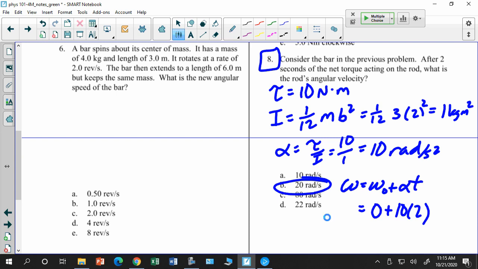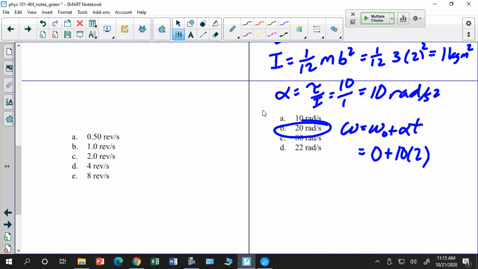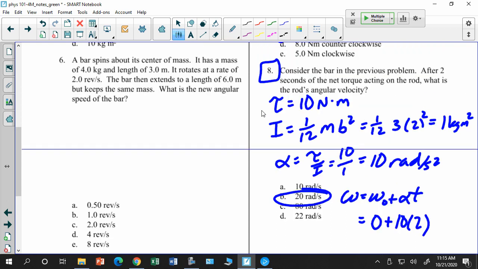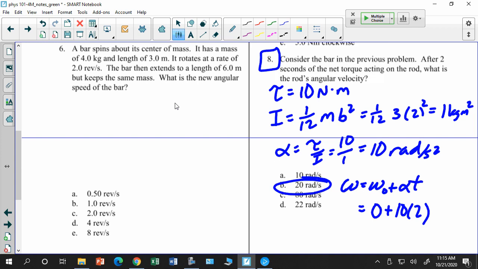All right, that's number 8. Good job. Let's try number 6. I want to try number 6. This is a conservation of angular momentum problem.